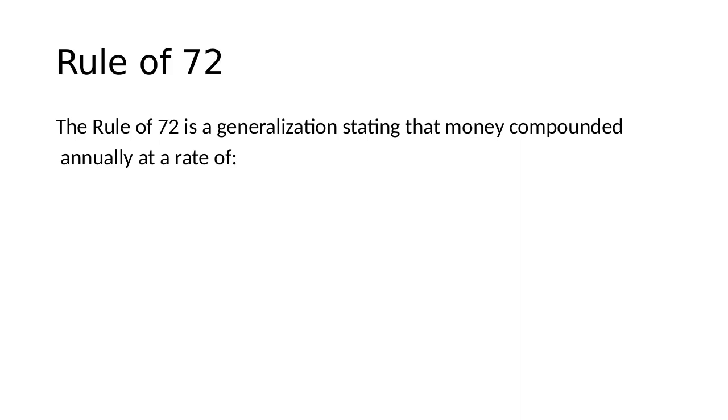In this video, we're going to look at a concept related to finance that gives us a relationship between the interest rate of an investment and how long it takes that investment to double. That's known as the Rule of 72. The Rule of 72 is a generalization that lets us know that money compounded at an annual rate of R% doubles in 72 over R years. We're going to use this formula to find out how long it would take an investment to double. Let's take a look at how that works.